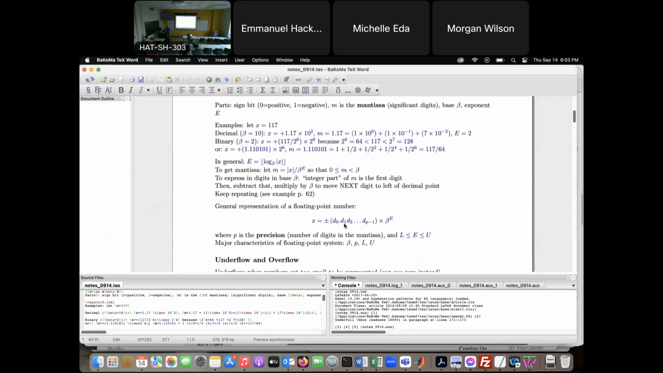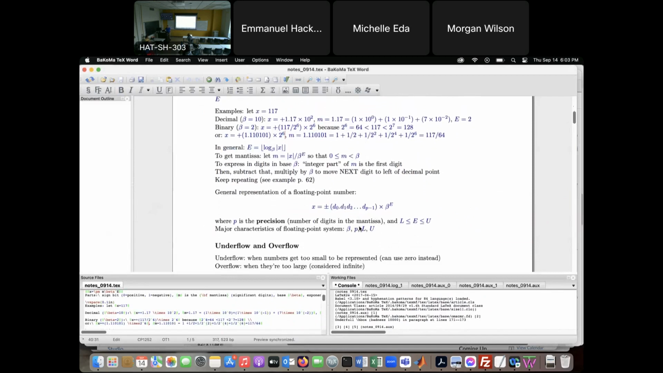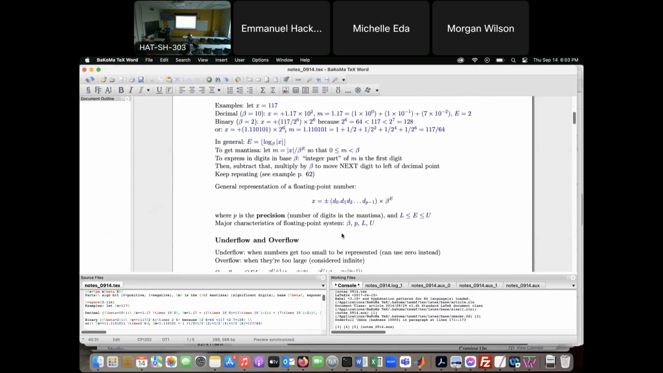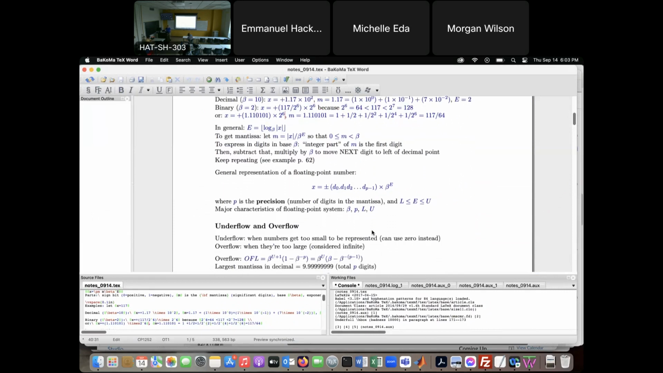This is that same representation here in whatever base you have. So these four numbers, beta, p, the precision, and L and U, the lower and upper bounds on the exponent, are the defining characteristics of a floating point number system. They indicate what numbers can be represented in terms of a limited precision and limited magnitude. First, I'm going to focus on the magnitude.